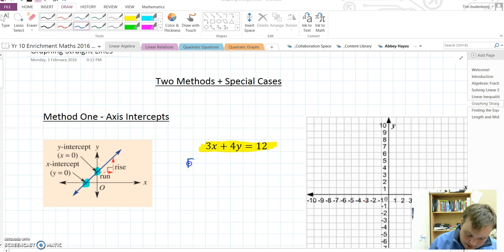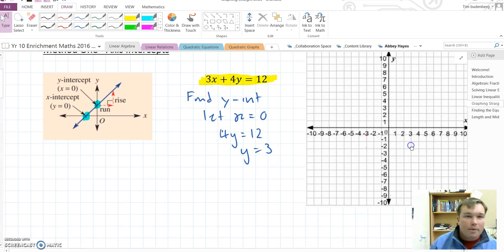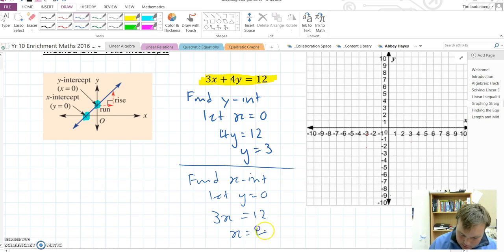Well, to find the y-intercept, let x equal 0. So we have 3 lots of 0, which I won't even write, and therefore 4y is equal to 12, y is equal to 3. Similarly, and I'm hoping this is all just recall from Year 9, to find the x-intercept, you let y be 0, therefore you'll have 3x plus 4 lots of nothing is equal to 12, x is equal to 4.